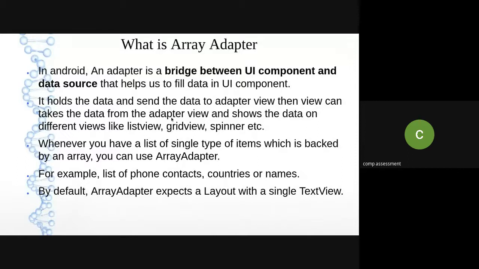So my array adapter is nothing but an interface between my spinner and the actual activity. In Android, an adapter is a bridge between your UI, that is user interface components, and the data source, that is the actual values, which helps us to fill the data in the UI component. It holds the data and sends the data to the adapter view. Then the view can take that data from the adapter view, and it shows the data on the different views.